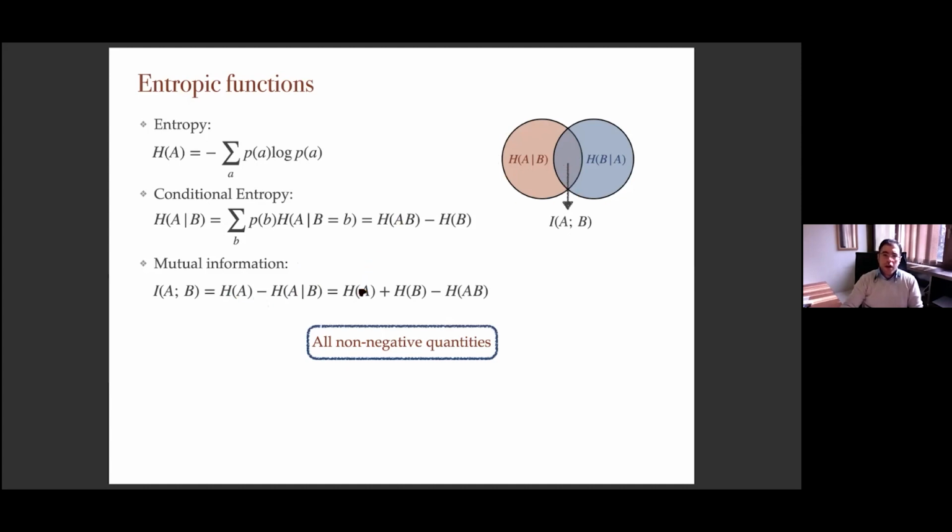Or you can just rewrite it as the entropy of A, the whole circle, plus the entropy of B, this blue circle, minus the entropy of the joint, which is the union of these two circles. If you compute it, you would get this joint part here. So the mutual information is, in some sense, the common part between A and B. So this is probably a good measure of correlation.